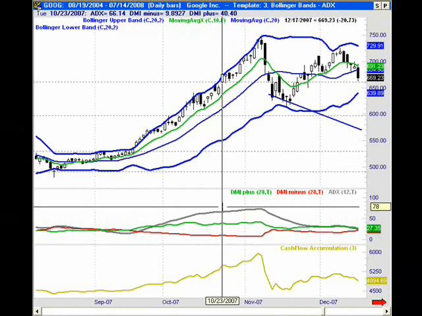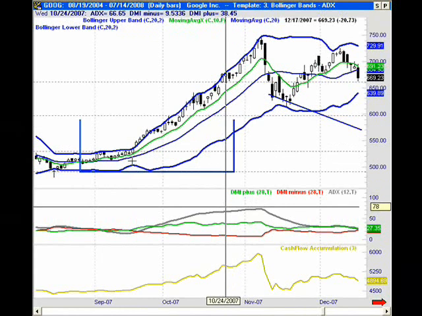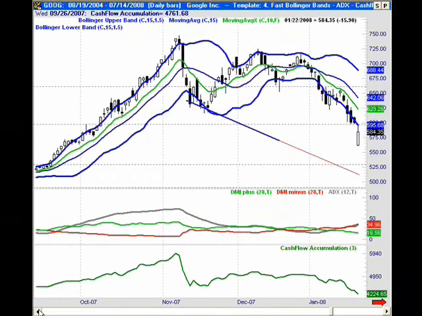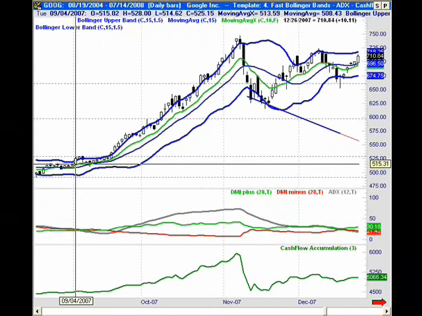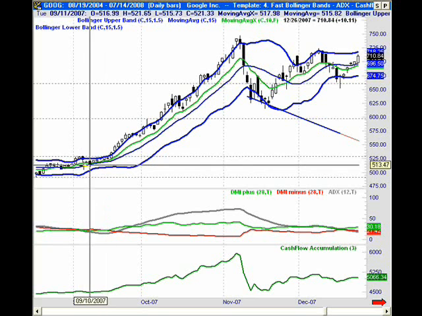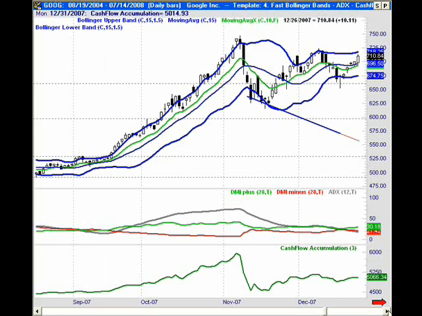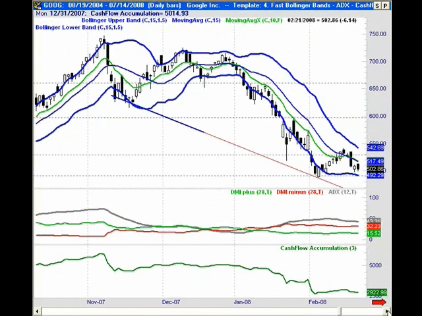Let's take a look at this in the next setting, and you see here's where we get the setting. We actually get the entry signal on the fast setting a little bit earlier, and then another one here. Now you would have been in it for a couple of days longer, but you actually get this signal to get in here. So my point is that the fast setting for Bollinger Bands is for your highly volatile stocks. Your highly volatile stocks will work well with the fast settings.